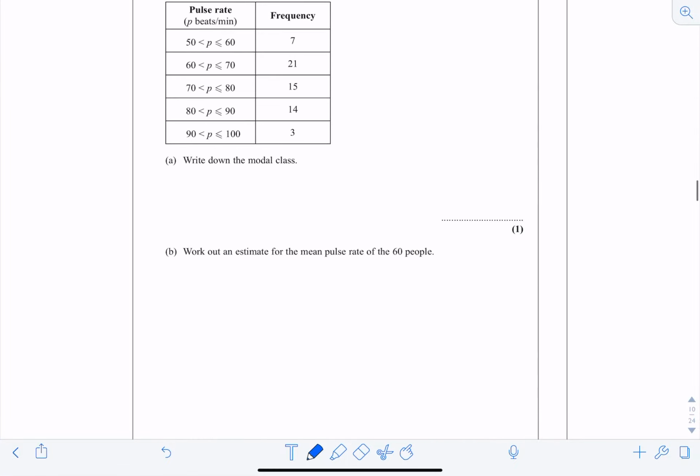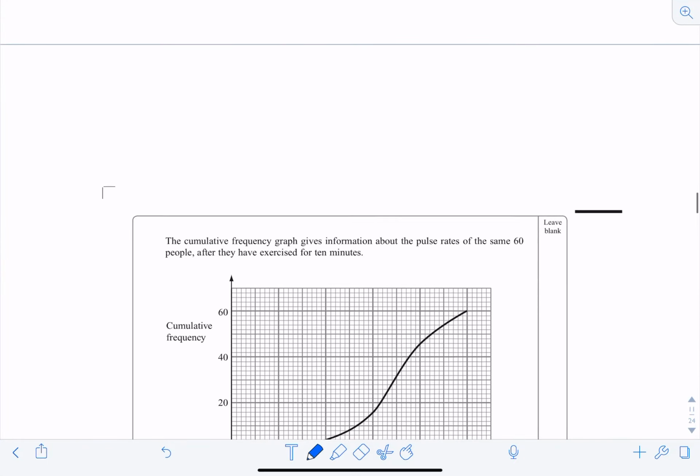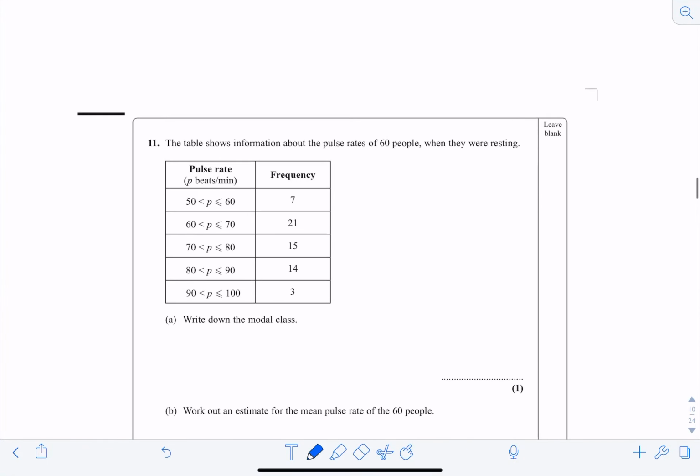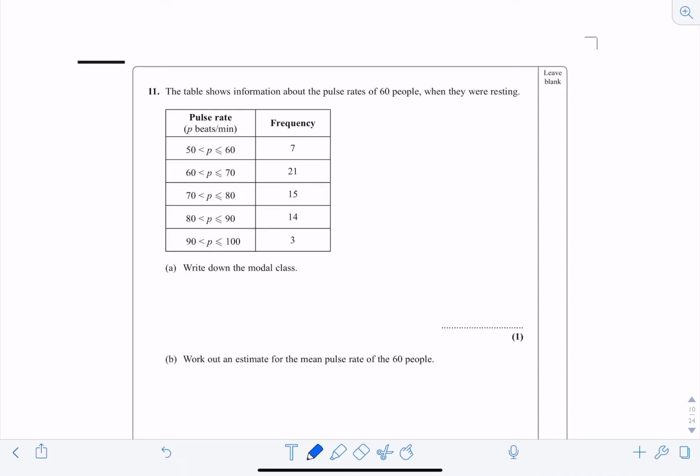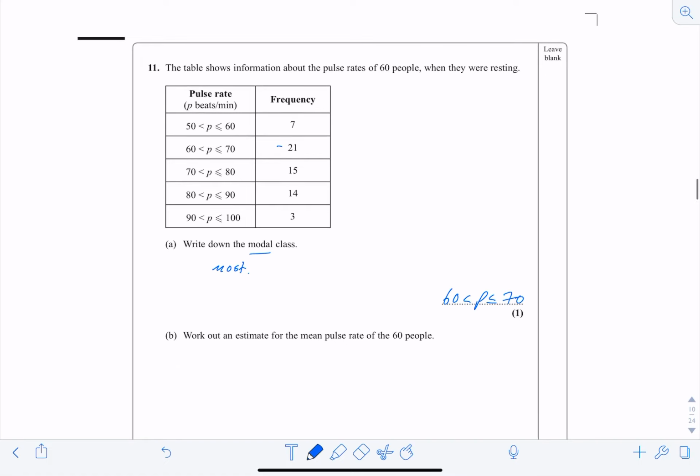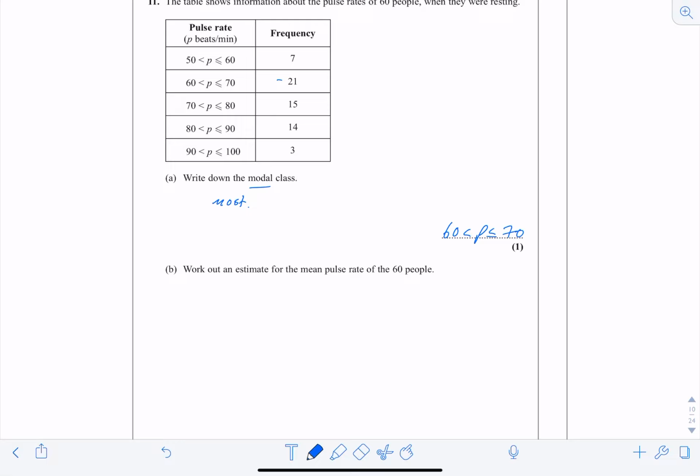Should we do this last one? Yeah, we'll do this last one here. The table shows information about the pulse rates of 60 people when they were resting. Write down the modal class. Modal, we need to know what that means. It just means the most. That's why it's only worth 1 mark. So 60 to 70 because there's 21 people.